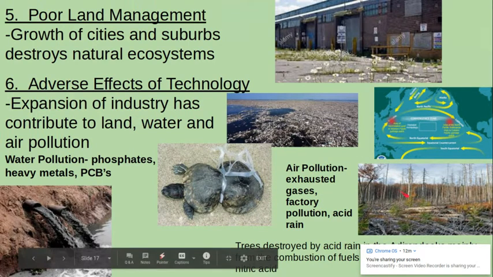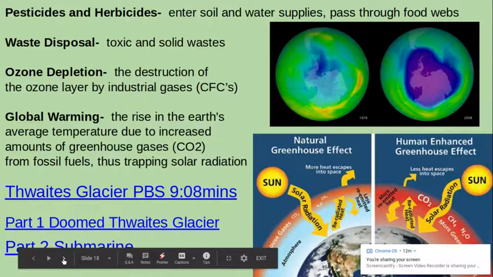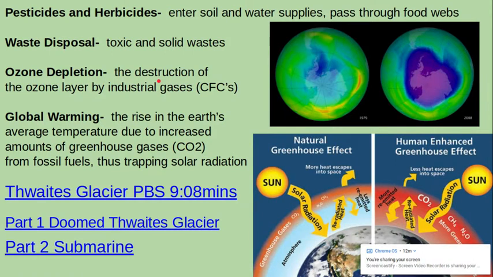These are trees destroyed by acid rain in the Adirondacks. Pesticides and herbicides that we've used, golf courses, a development, the house wants grass. They end up entering the water supply as they trickle through the soil. They pass through food webs.